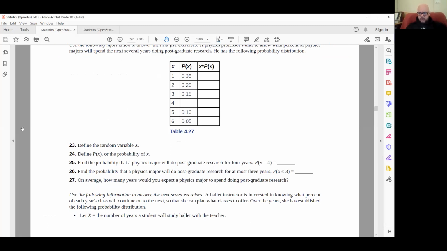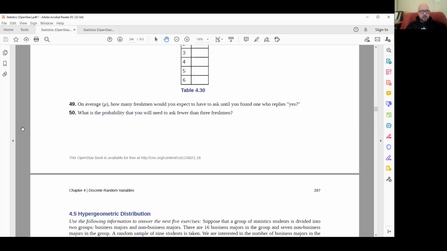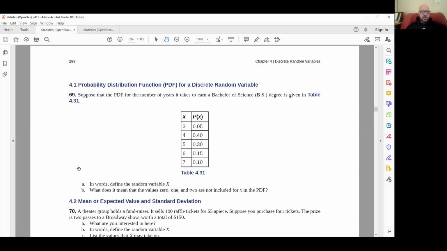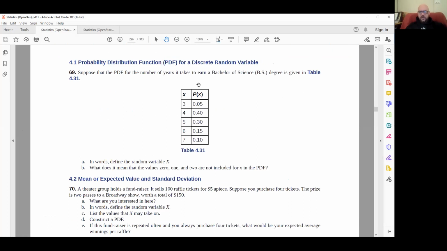All right. There we go. Suppose the PDF for the number of years it takes to earn a Bachelor of Science degree is given in table 4.31. All right, those are all decimal by 5, so this is clearly made up. In words, define the random variable X. X is the number of years that it takes to earn a Bachelor of Science degree. That's what they said here.